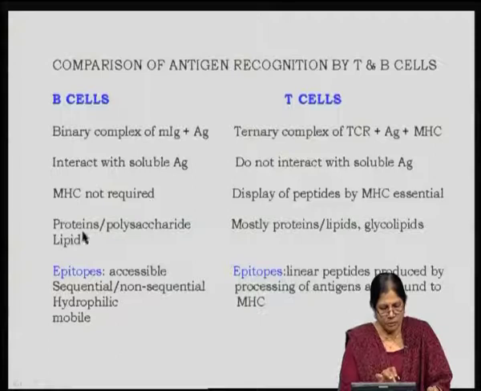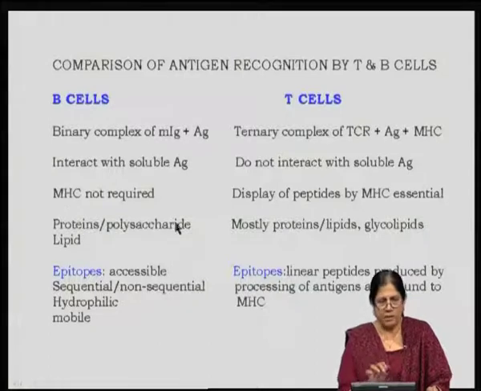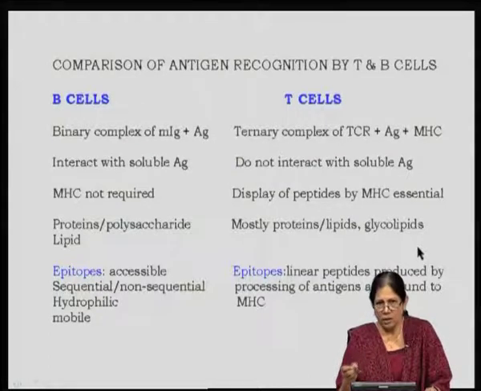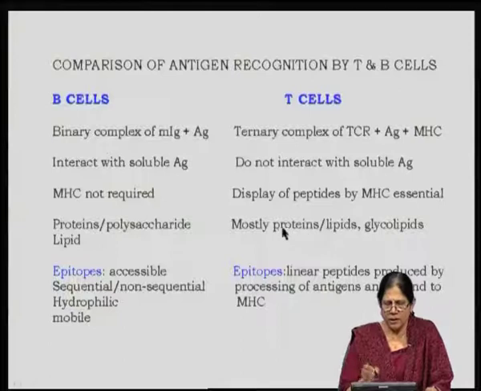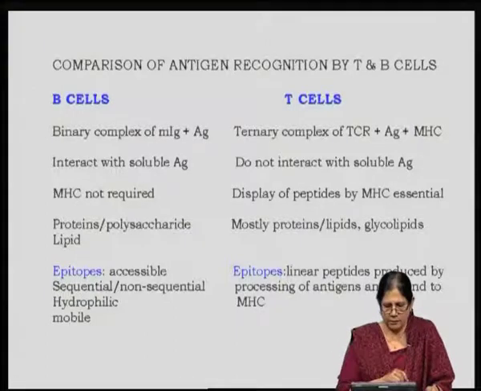B cells recognize proteins, polysaccharides and lipids. So, they recognize proteins essentially. So, proteins would therefore evoke a very strong response, then come polysaccharides and lipids last. T cells mostly proteins. Now, there are of course reports that lipids and glycolipids also can bind to the MHC molecule, not in the way that the peptides bind, but can bind, can occupy that, and can activate certain T cells.